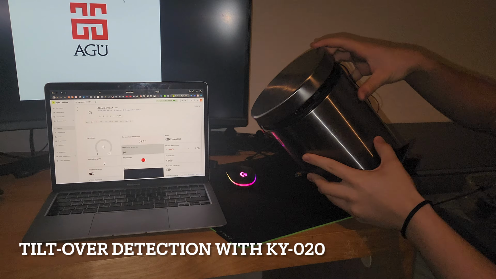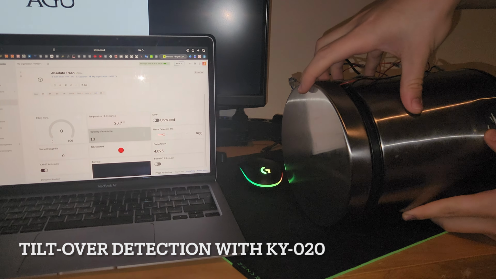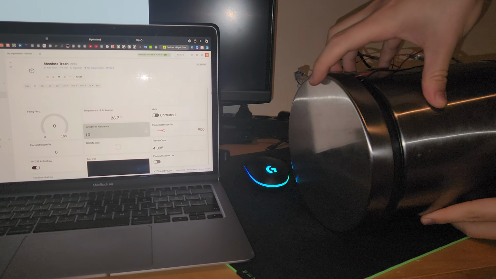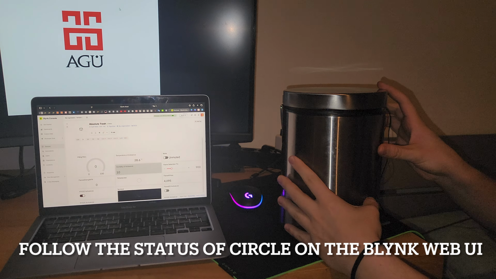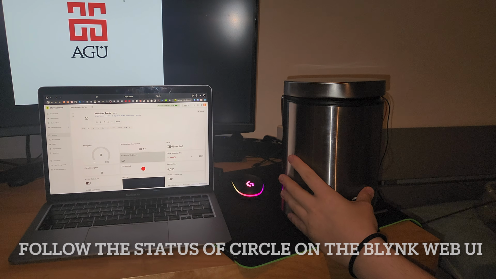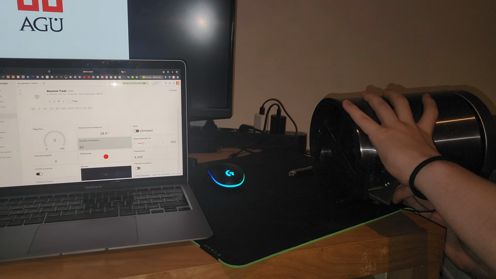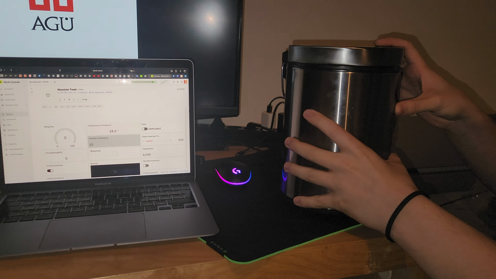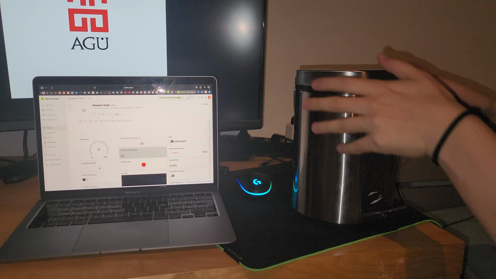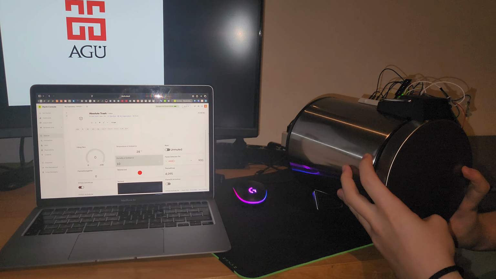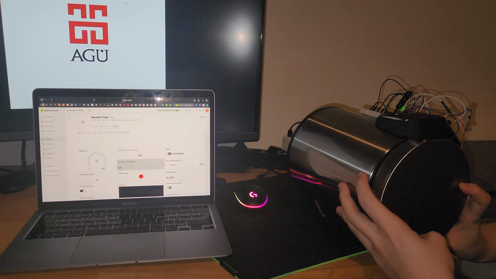Last but not least, we will validate the performance of the KY020 tilt-over detection sensor. The tilt detection scenarios include left, right, and front tilt conditions with real-time status updates displayed on the Blynk WebUI dashboard. A red indicator represents a non-tilted state, while a white indicator signifies that the sensor has detected a tilt.